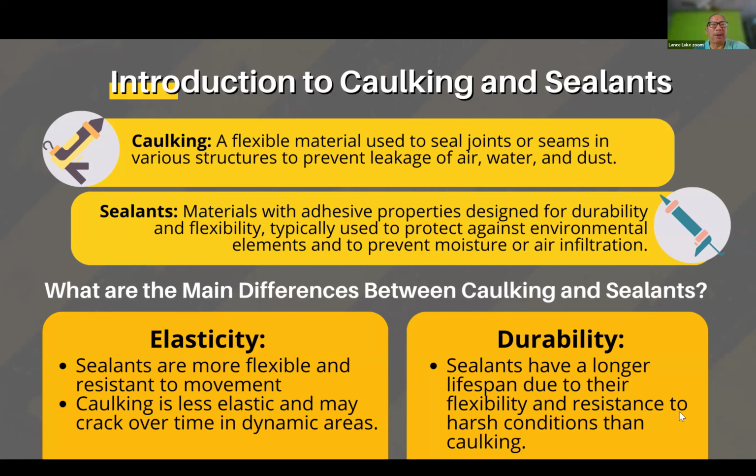So when you repaint, don't just paint over the old caulking. Have your contractor check if your caulking is still in good condition, then you can leave it or you can caulk over it. If it's bad, you remove all the caulking and then you apply new caulking.